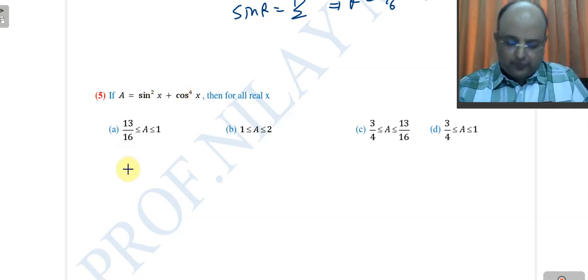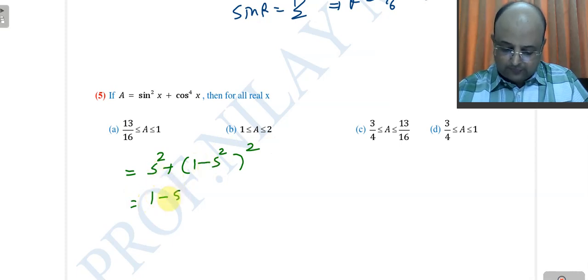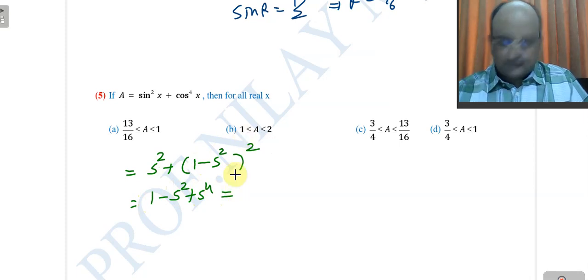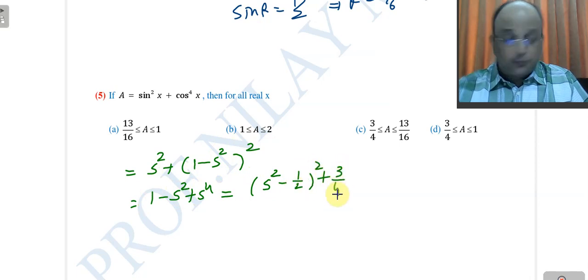Sin square x plus cos raised to 4x. Can I rewrite this as sin square x plus cos square x the whole square, where cos square x means 1 minus sin square x? This is 1 minus 2s square plus s raised to 4 plus s square, which is 1 minus s square plus s raised to 4. S means sin x. I write this as s square minus 1 by 2 the whole square plus 3 by 4. I hope you understand.